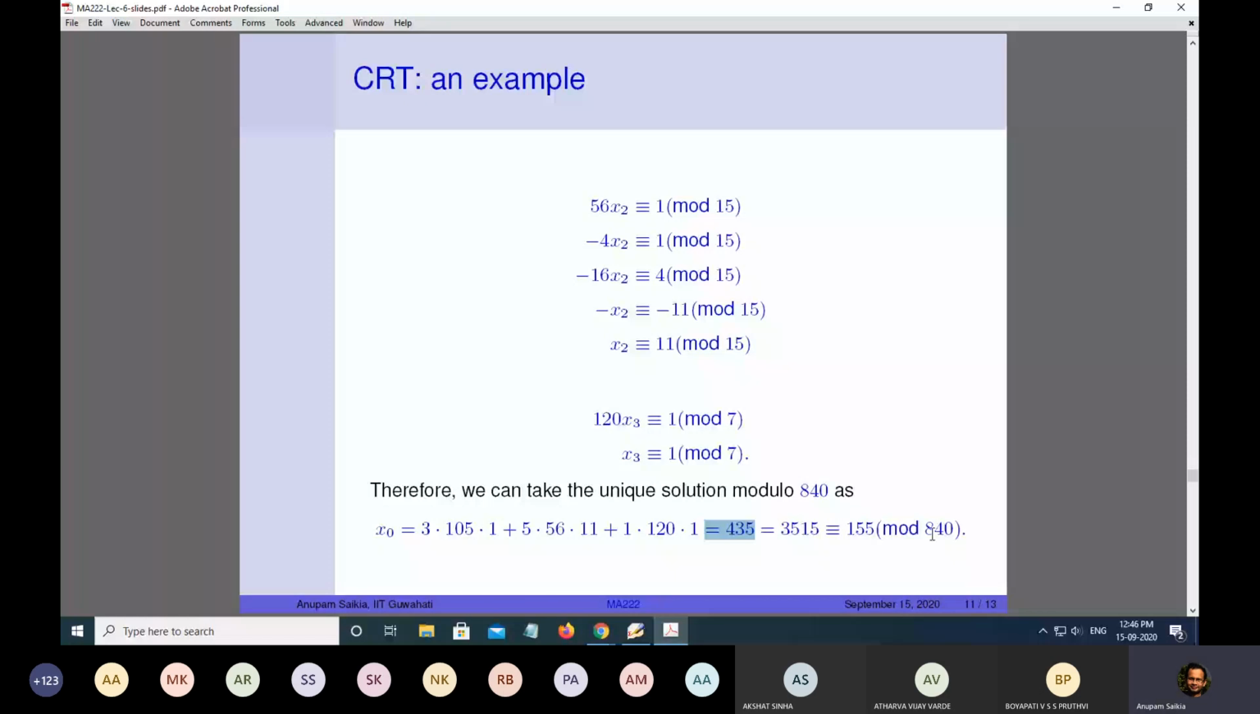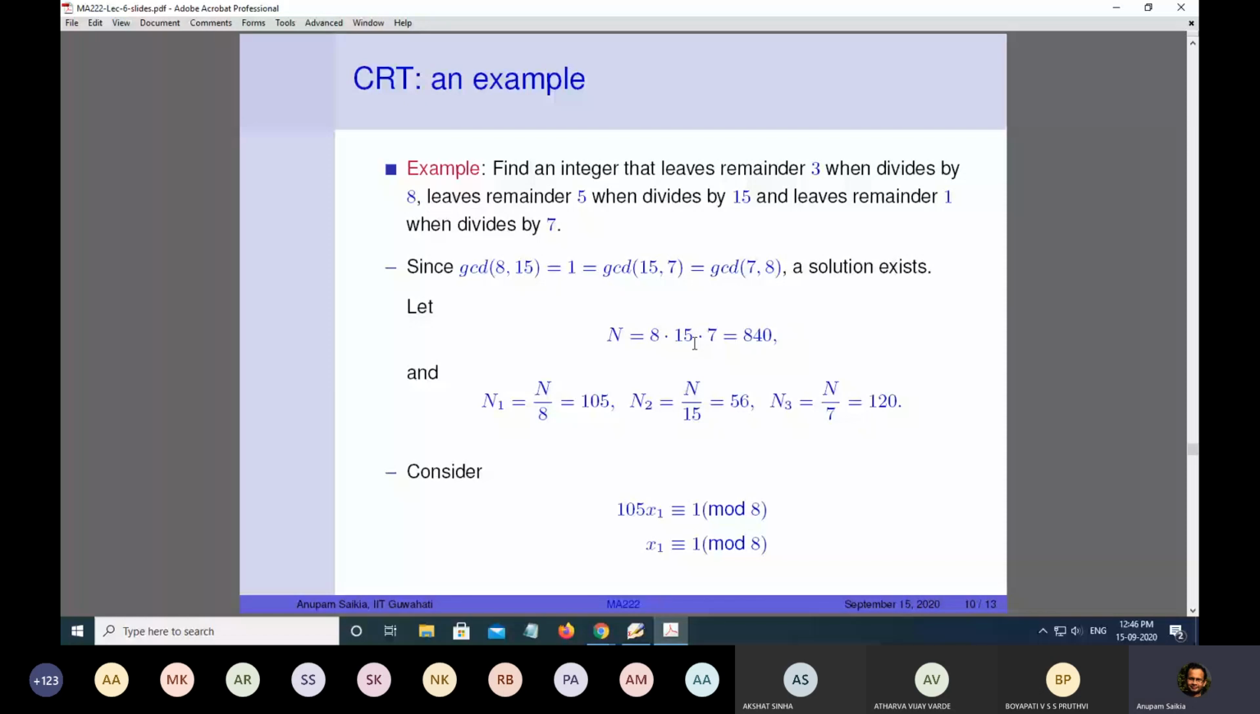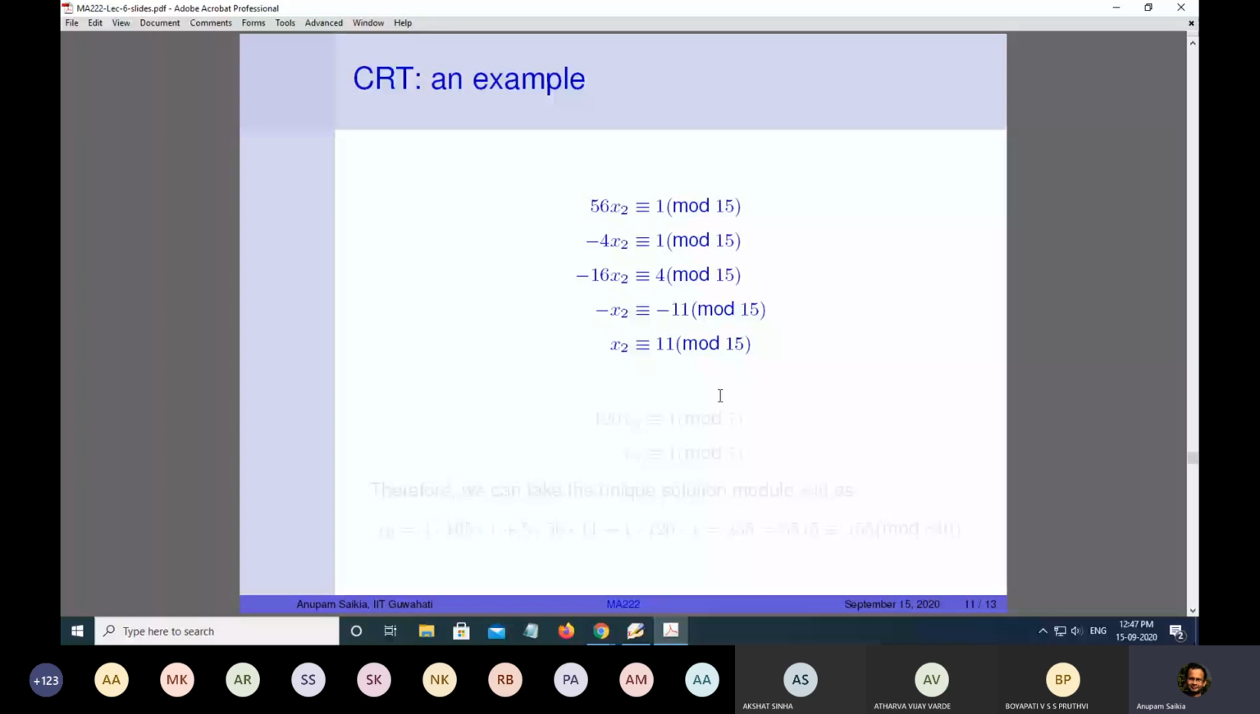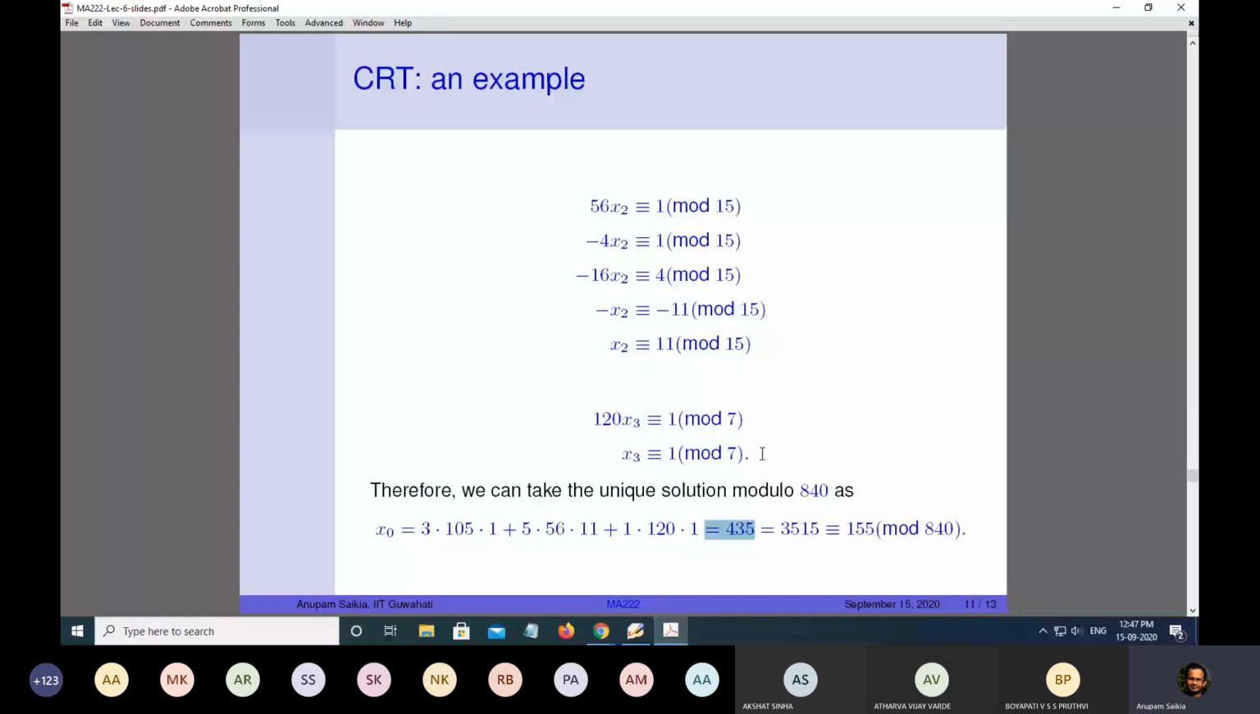So it is 155, and I can verify that if I divide 155 by 8, it leaves remainder 3. When I divide by 15, it leaves 5, which is most clear, since 155 is 150 plus 5. And when I divide by 7, it should leave remainder 1, and 155 divided by 7 certainly leaves remainder 1. This also can be clearly checked. So that's how we can use the Chinese remainder theorem to solve simultaneous congruences.